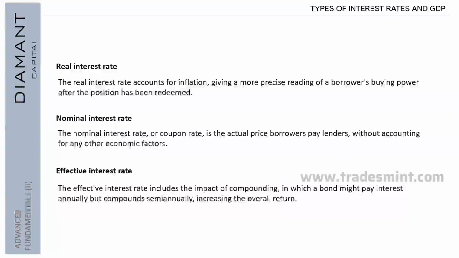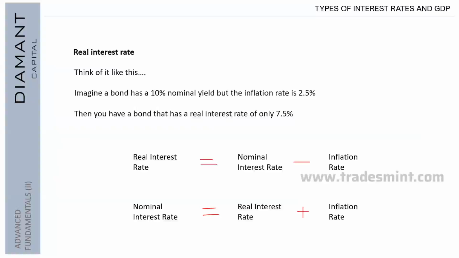This might sound a bit confusing at first, and of course, it was like that for me as well when I was originally learning about these things. But just to put it into context, think of the real interest rate like this. Imagine a bond has a 10% nominal yield, but the inflation rate is 2.5%. Then you have a bond that has a real interest rate of only 7.5%. So what does this mean?